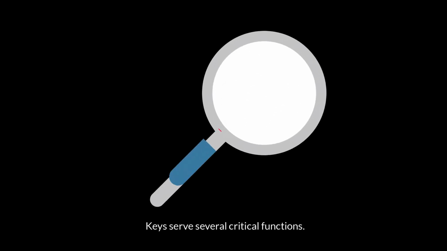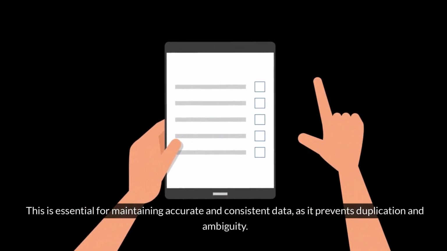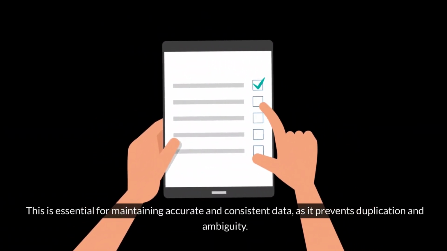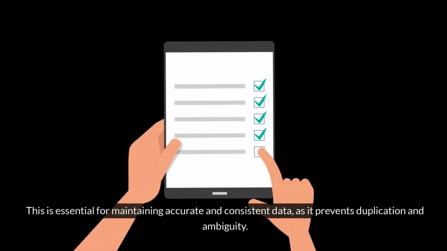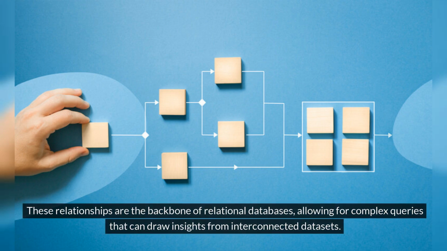Keys serve several critical functions. Keys ensure that each record within the table can be uniquely identified. This is essential for maintaining accurate and consistent data, as it prevents duplication and ambiguity. Keys establish and enforce relationships between tables. These relationships are the backbone of relational databases, allowing for complex queries that can draw insights from interconnected datasets.